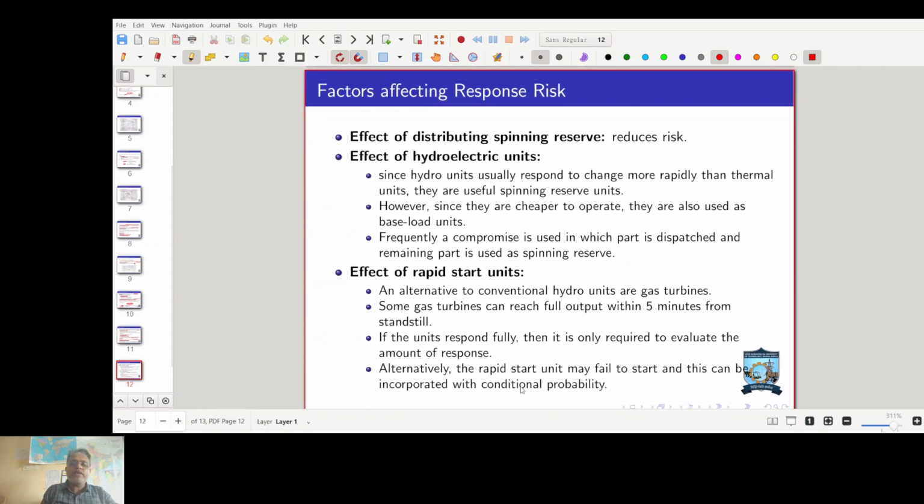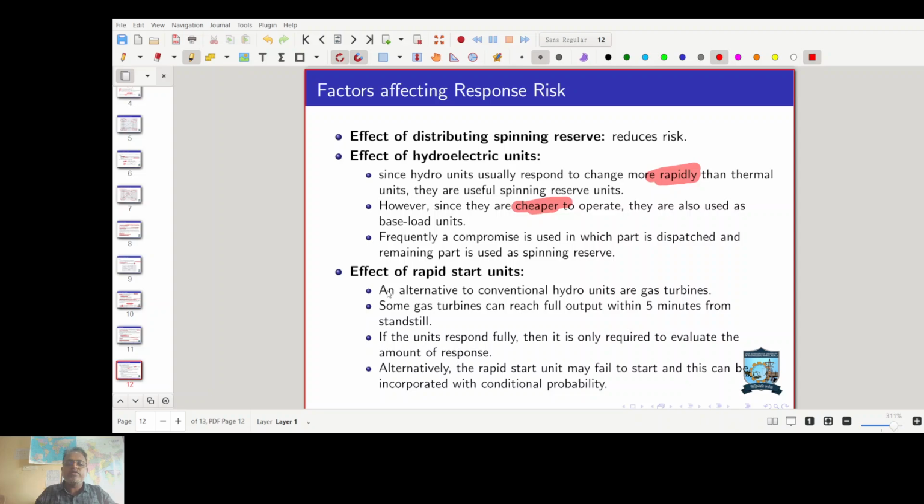Now, what are the factors affecting response risk? Effect of distributing spinning reserve. Okay, it reduces the risk. Effect of hydroelectric units. Since hydro units usually respond to change more rapidly than thermal units, they are useful for spinning reserve units. However, since they are cheaper to operate, they are also used as base load. Frequently, a compromise is used in which part is dispatched and the remaining part is used as spinning reserve.